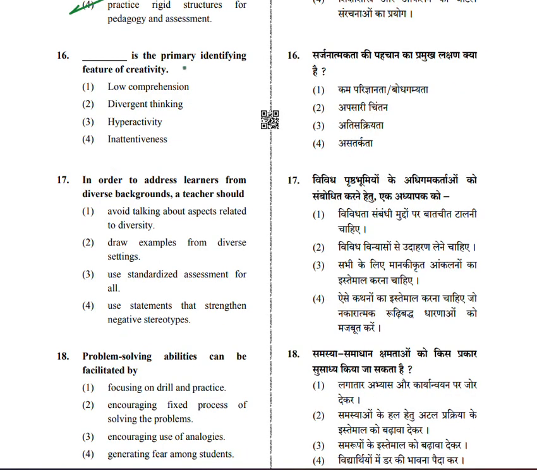Dash is the primary identifying feature of creativity. Among the four options, which one is it? Low comprehension, divergent thinking, hyperactivity, inattentiveness. The primary identifying feature of creativity is divergent thinking, so the second option is the right answer. It is the process of generating multiple creative ideas by exploring many possible solutions. So next one.